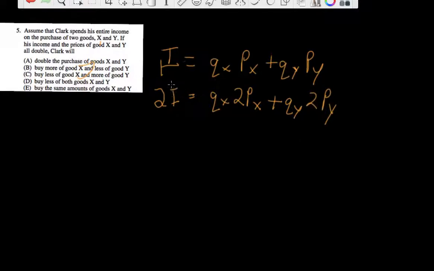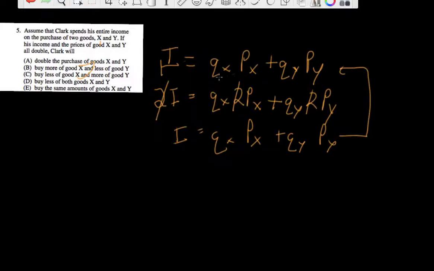And just from typical algebra, you'll see that the 2 cancels out, and you could rewrite that equation, right, as just QX times PX plus QY PY, and that is exactly the same as that, which means that his quantities don't change. So if we go to our solutions, the only one on this is that E says buy the same amount of goods of X and Y, and indeed, that is going to be the answer. All right. So, 2 down. Let's go to the third one and the last one for tonight.